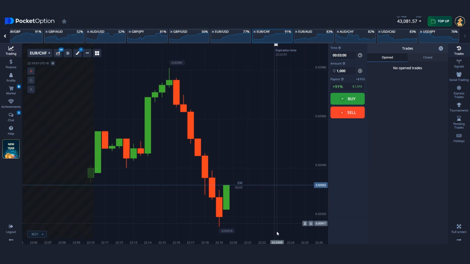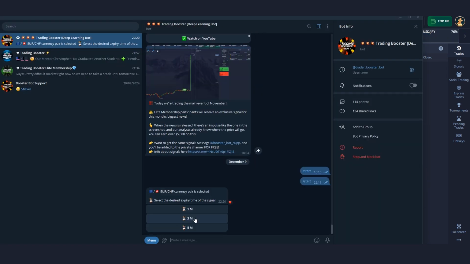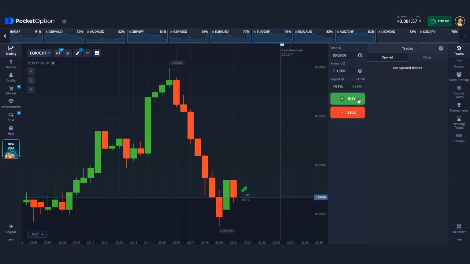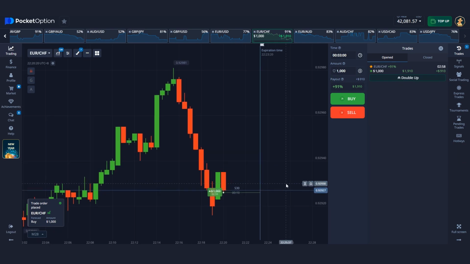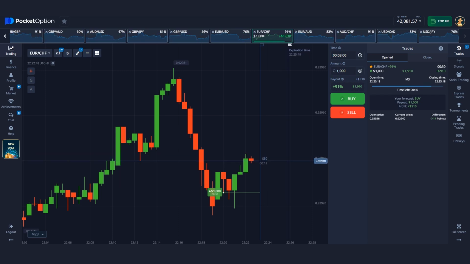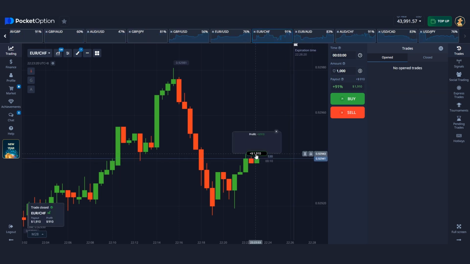I picked the euro against the Swiss franc and switched to BoosterBot. I pick 3 minutes for the trade. I get a signal to buy. I open a buy trade for $1,000 from here. And as you can see, this trade has already earned me $910 and I cover my loss. Yes, indeed, 3 minutes for a trade is the most universal and safest time for a beginner trader.